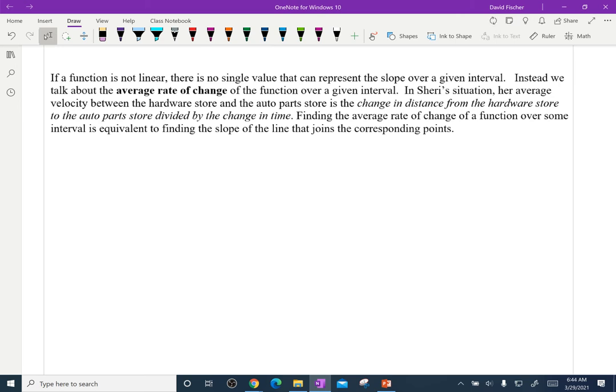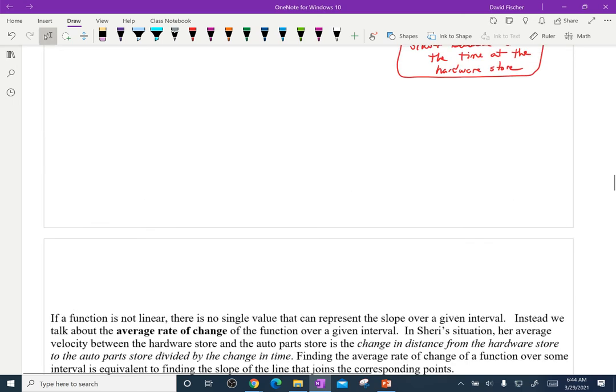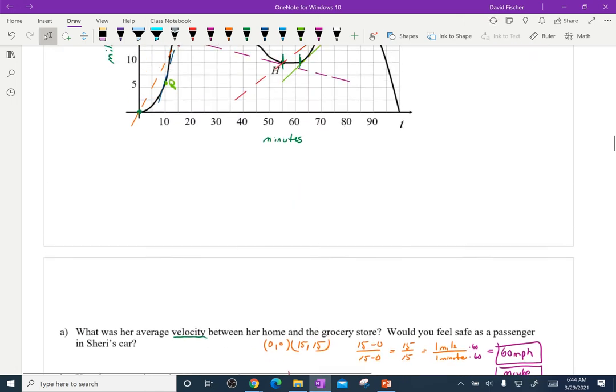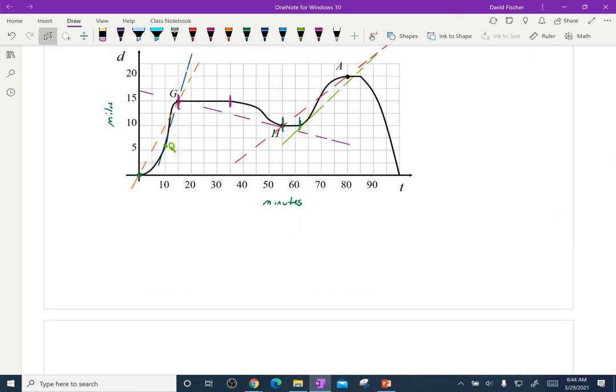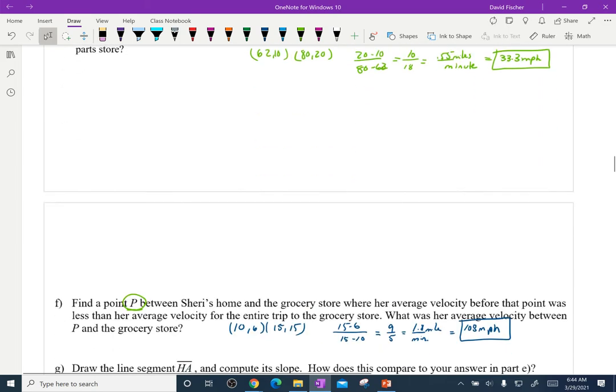So what they're talking about here in Sherry's situation, her average velocity between the hardware store and the auto parts store is the change in distance from the hardware store to the auto parts store divided by the change in time. In other words, when we have a curved line like this, we have to draw our own line and compensate for the curve. So we're really trying to find an average. We have to be really careful when we are factoring in a straight line, like at the hardware store where she isn't moving closer to or farther from her house. That's very important in real life word problems.